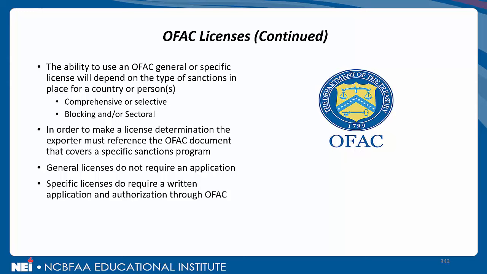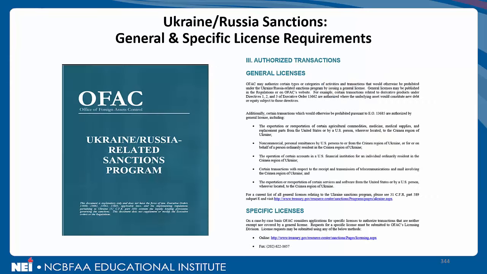In order to make a license determination, the exporter must reference the OFAC document that covers a specific sanctions program. We're going to be looking at examples of those in just a bit. A general license does not require an application, whereas specific licenses do require a written application and authorization through OFAC. Which one we use is part of that second bullet point, making a license determination. We have to look at the specific OFAC document that covers a specific sanctions program. First up, as it relates to that very subject, is a Ukraine-Russia sanctions example, general and specific license requirements.